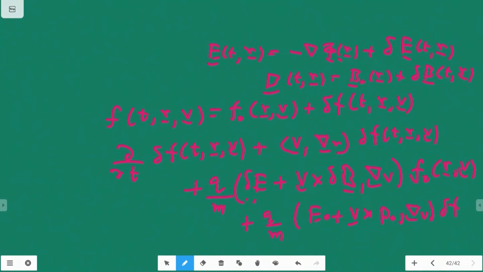Here you perturb, here you keep it constant. E0 is a function of r, B0 is a function of r, and you get this term. The sum of all these terms is equal to the rate of change due to collision, which can be written as minus delta f by tau in the relaxation time approximation. So, you see everything falls into place. Ideally speaking, the perturbation delta f in the Maxwell-Boltzmann distribution function satisfies a linear partial differential equation, because you have linearized everything. Normally, if there is no B0 and E0, no equilibrium electric field or equilibrium magnetic field, then this term will drop out.